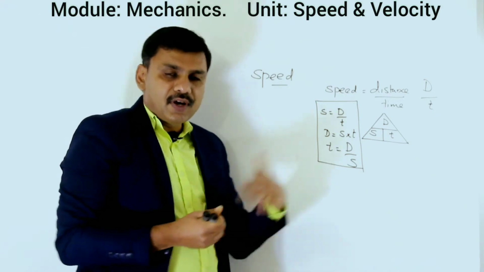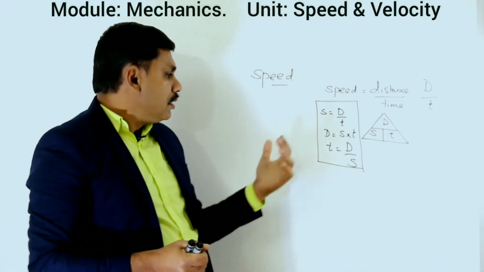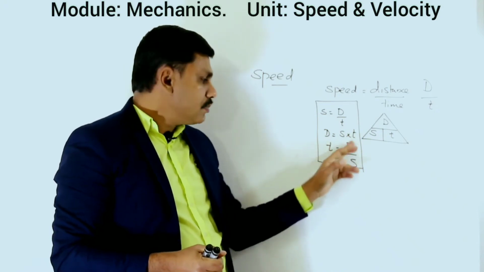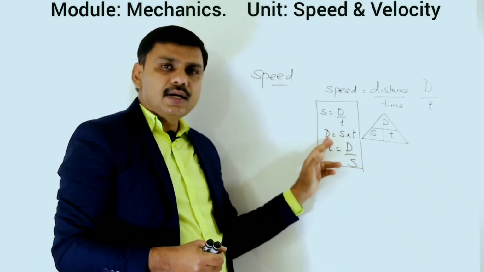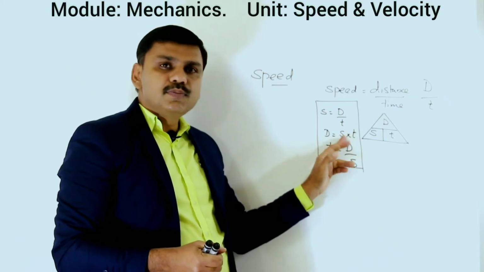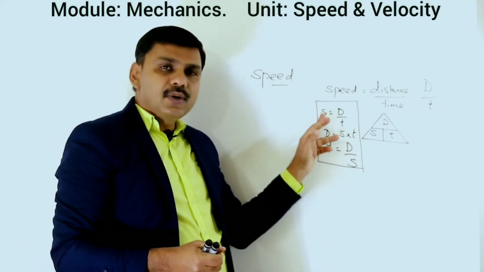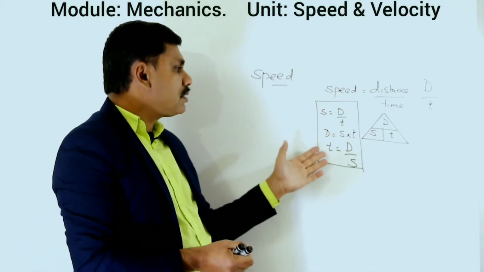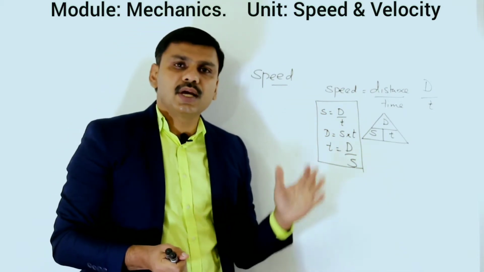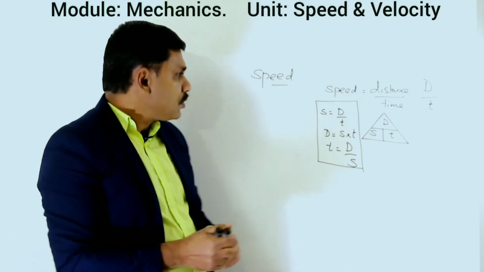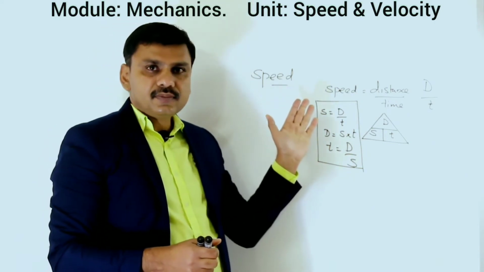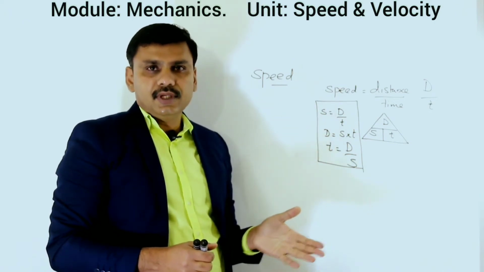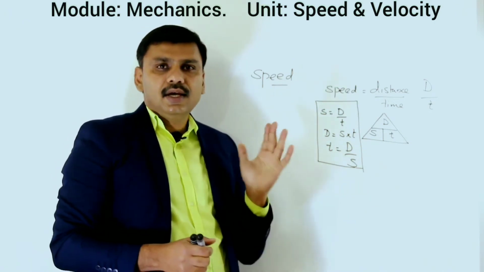In different problems they are asking different values. If you want to calculate time, time equals distance by speed. If you want to calculate distance, that is speed into time. If you want to calculate speed, that is distance by time. By using these equations, you can calculate different values. So what is speed? It is a ratio between distance and time.